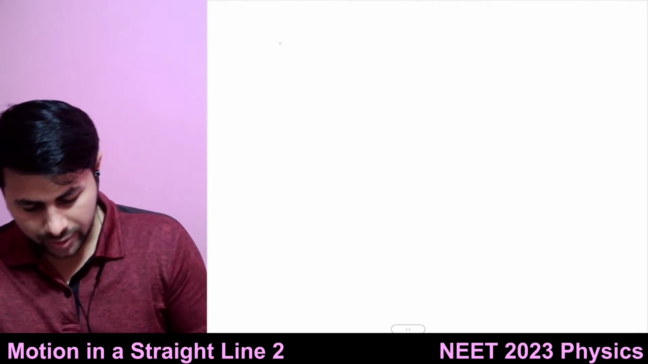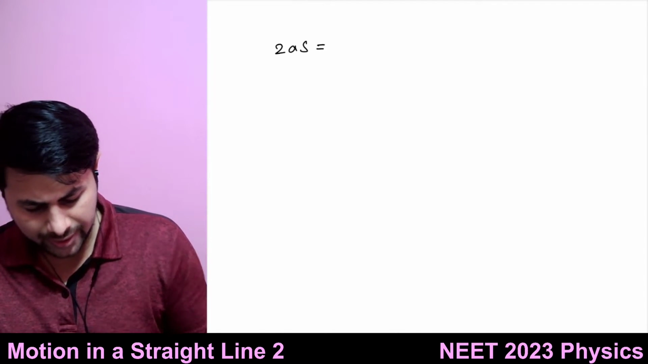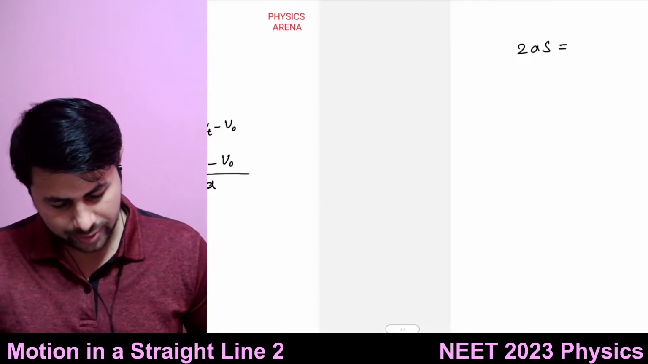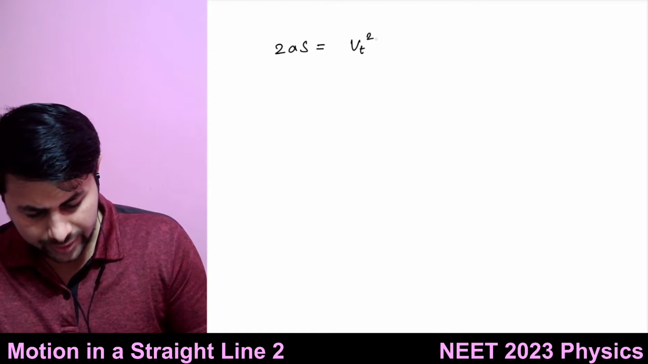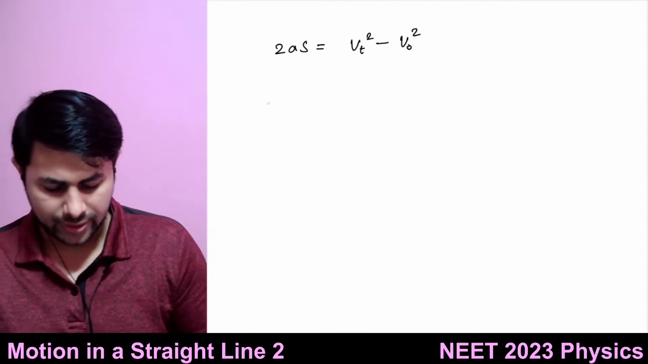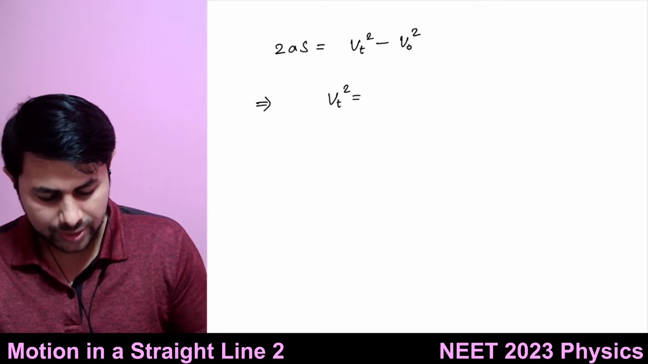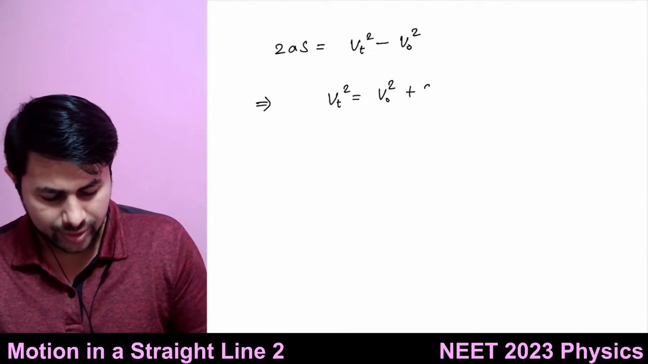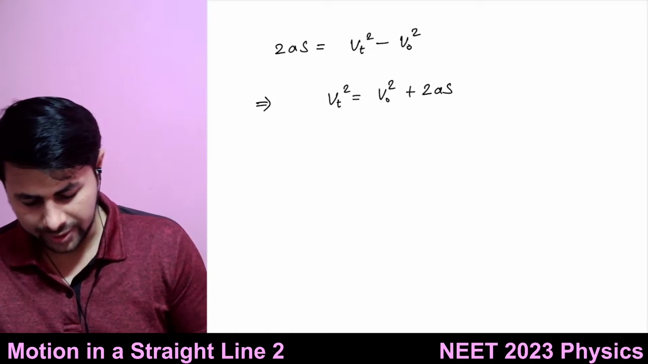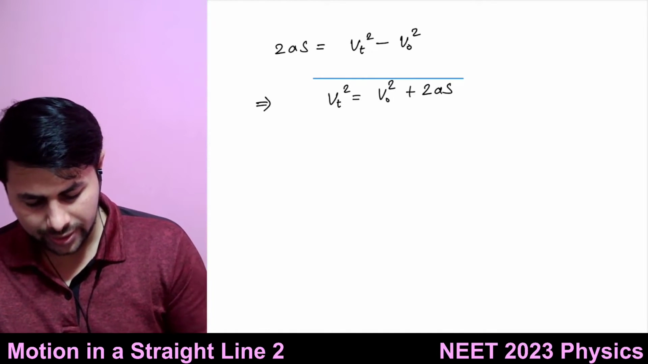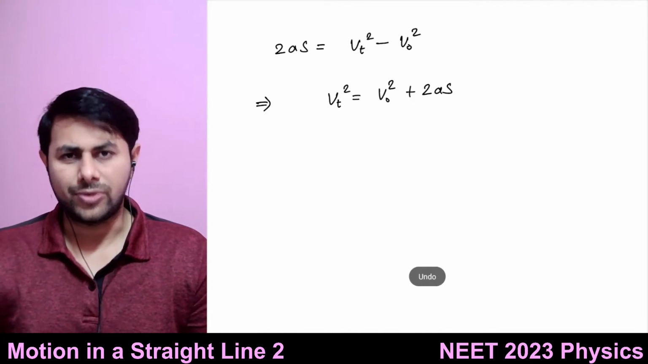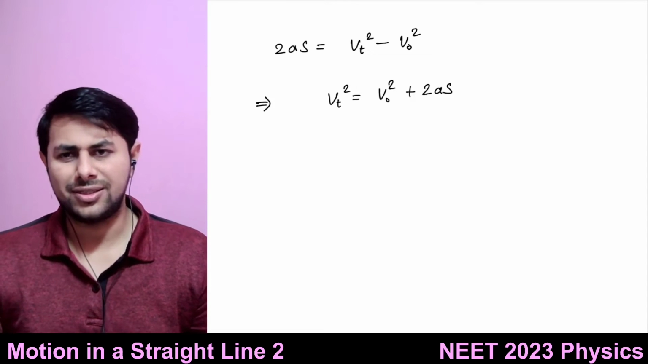Okay, so 2 times A multiplied by S is equal to Vt square minus V0 square, and from that you get Vt square equals V0 square plus 2 times A multiplied by S. So this is your third kinematic equation of motion. Okay, and this is a simple way to derive it.